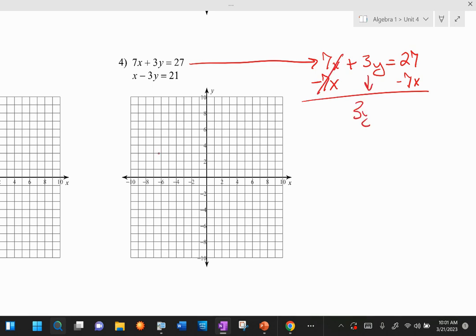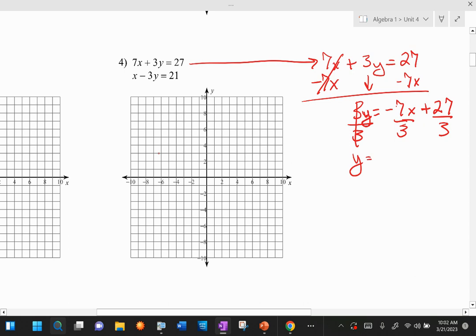You bring down your 3y equals negative 7x plus 27. We didn't put them together because they're not like terms. You're going to divide both sides by 3. Okay. 3's cancel out. Gives you y equals negative 7/3 x plus 27 divided by 3 is 9. Okay, so that's our first one.